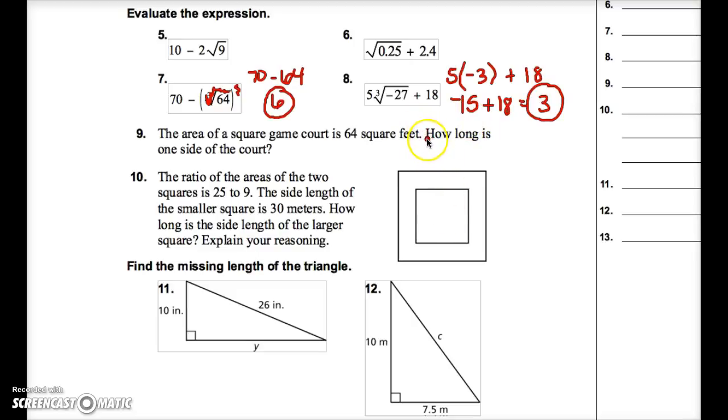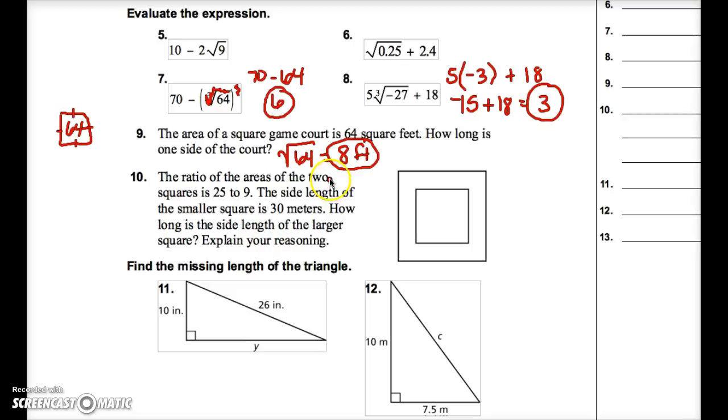Okay, number 9 says the area of a square game court is 64 square feet. How long is one side of the court? So here's a court, it's a square. I know the area is 64. Now, you know on a square, all 4 sides are the same length. So in order to get the side, we would have to take the square root of 64, which is 8. So the length of one side would be 8 feet.